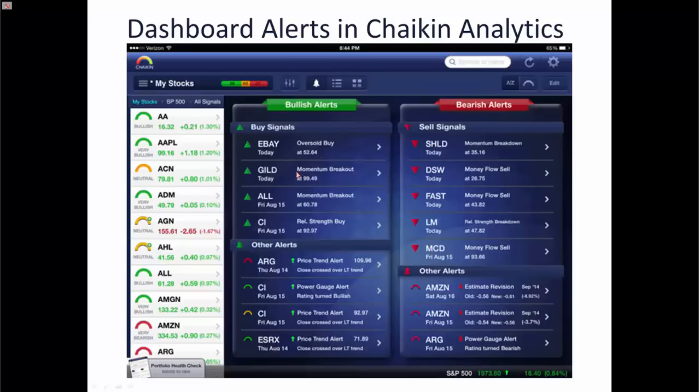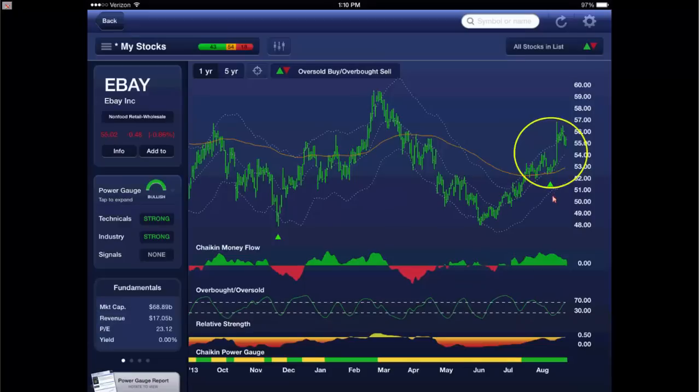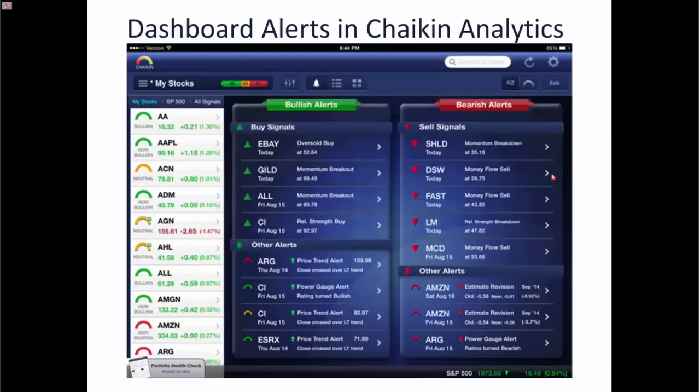And Gilead Sciences, and we'll look at that in the context of the healthcare group, 99.49 momentum breakout. So here's what he looked like on August 15th. Power gauge had just turned bullish in mid-July. It was still underperforming the market, but money flow was powerful, and that's the oversold buy signal that you saw on the dashboard. And look what happened.